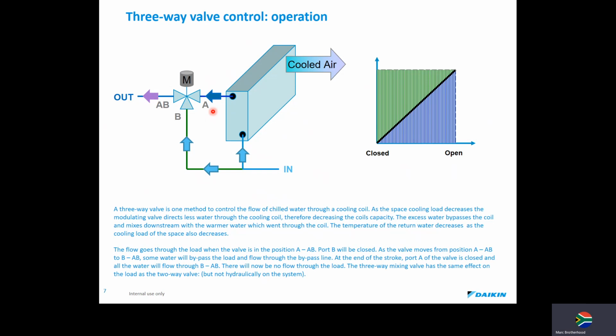So when the valve is modulating through A and B, A/AB, it's going to allow water purely to go through the load. Port B now will be closed, so the water is going to go there and it's got nowhere to go. It's going to stop there.